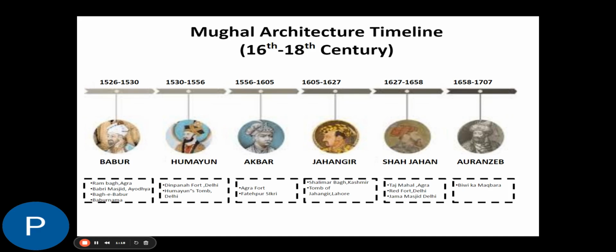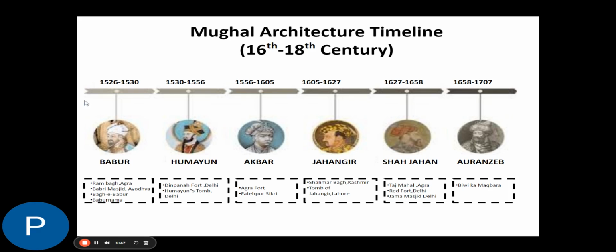Now, coming to the second ruler of the dynasty, he ruled from 1530 to 1556. The major architectural marvels built during his reign were Dinpanah Fort and Humayun's tomb. Then the third ruler was Akbar. He built the Agra Fort and Fatehpur Sikri, followed by Jahangir, who ruled from 1605 to 1627. The major monuments were Shalimar Bagh and the Tomb of Jahangir.